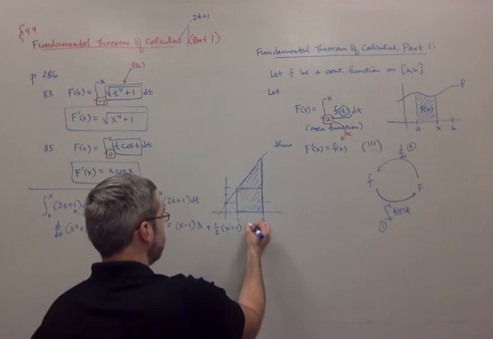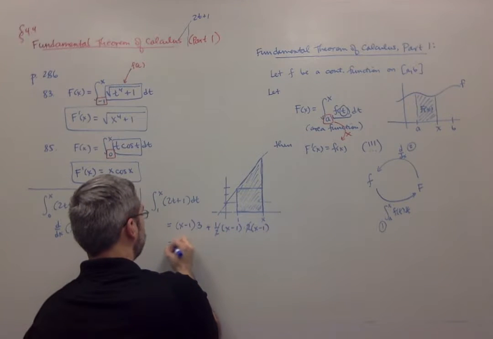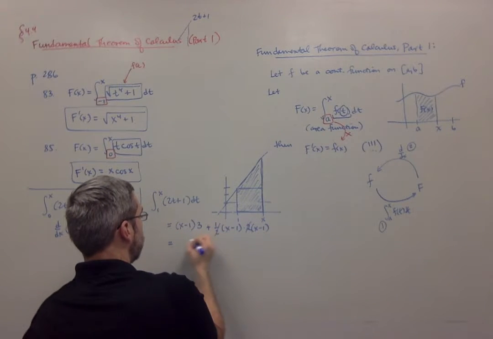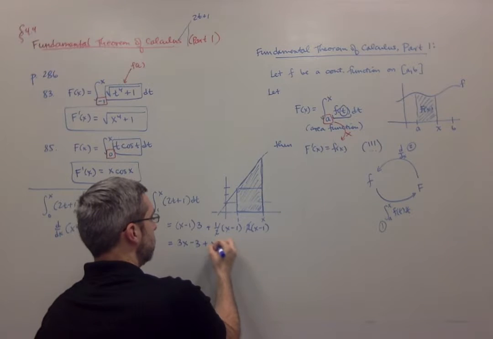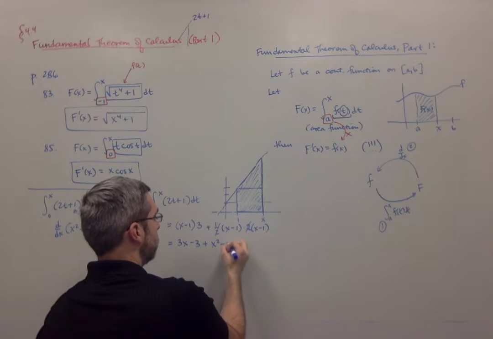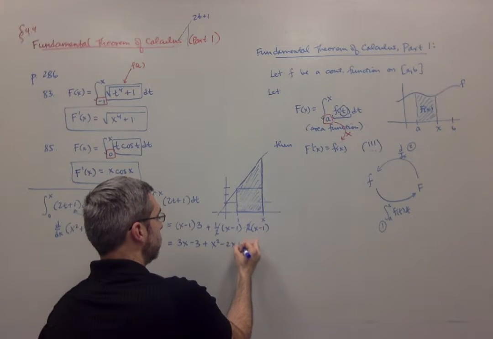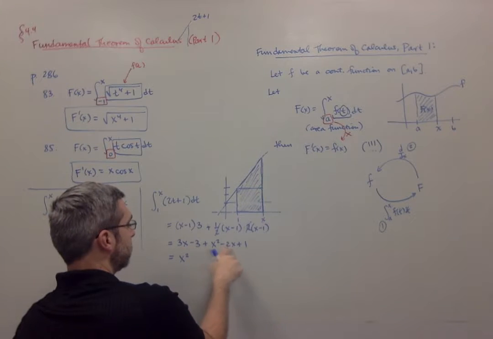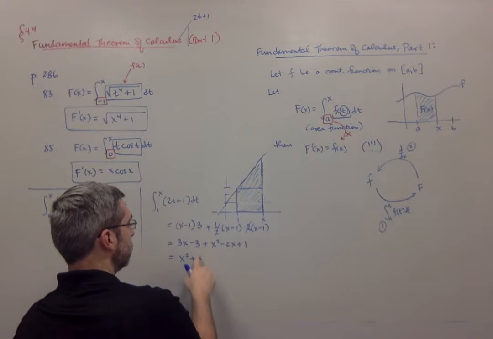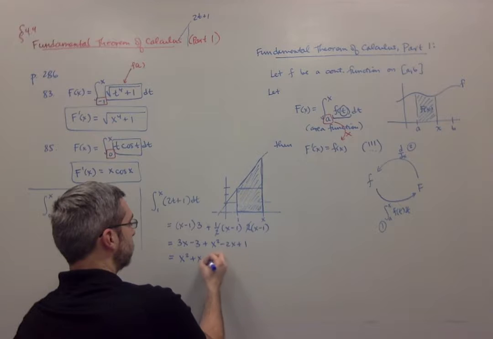So that means, let's cancel some things. If I multiplied this out, we get 3x minus 3 plus, let me square this out, x squared minus 2x plus 1. So let's combine some things. So we get x squared plus 3x minus 2x is plus x. Then minus 3 plus 1 is minus 2.